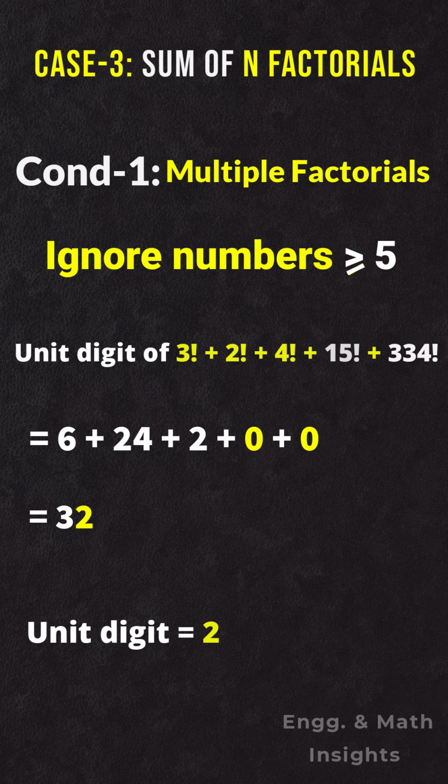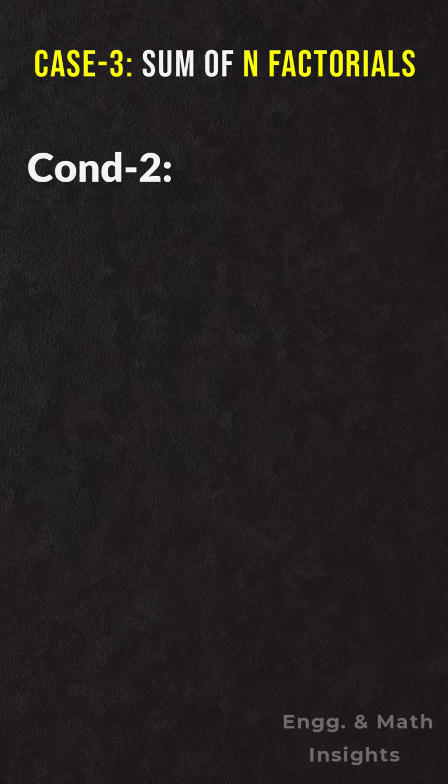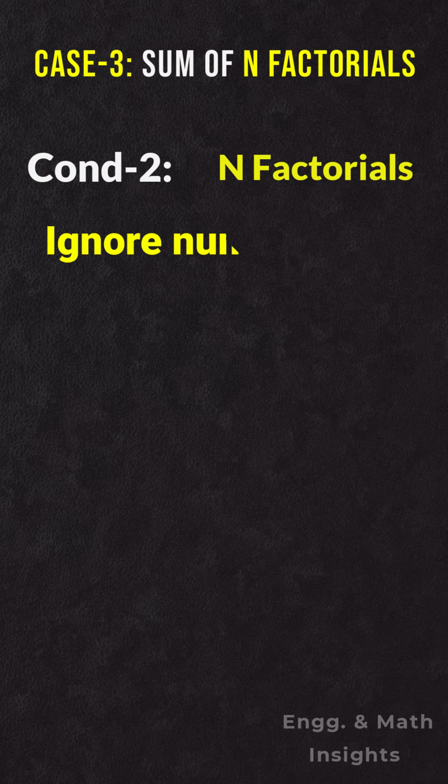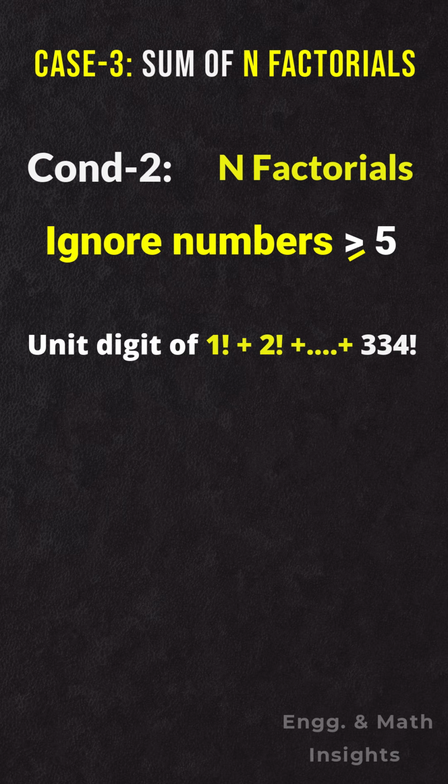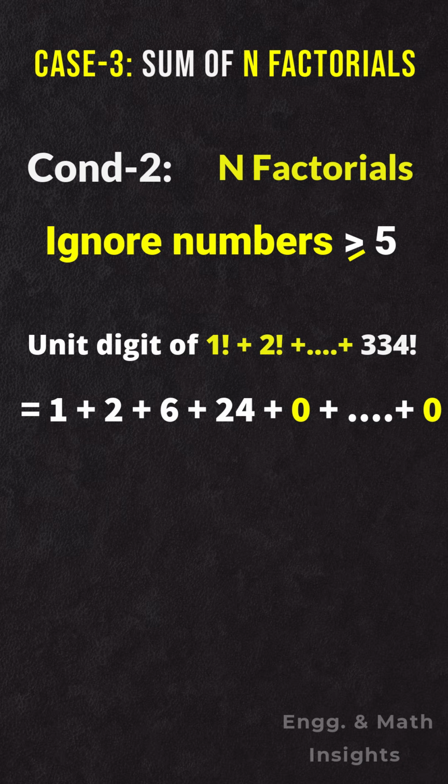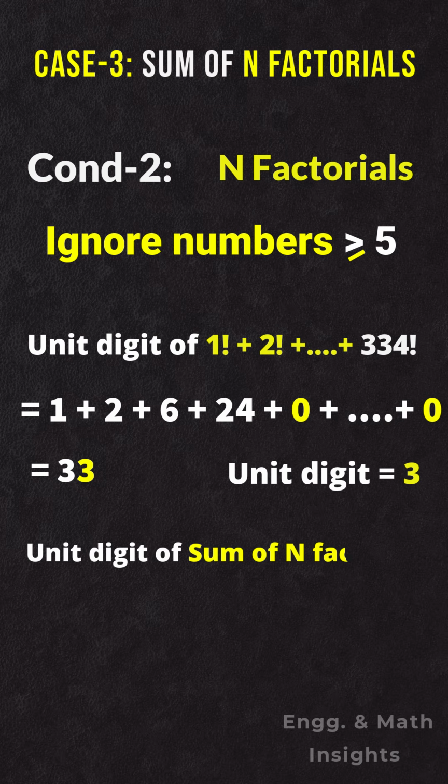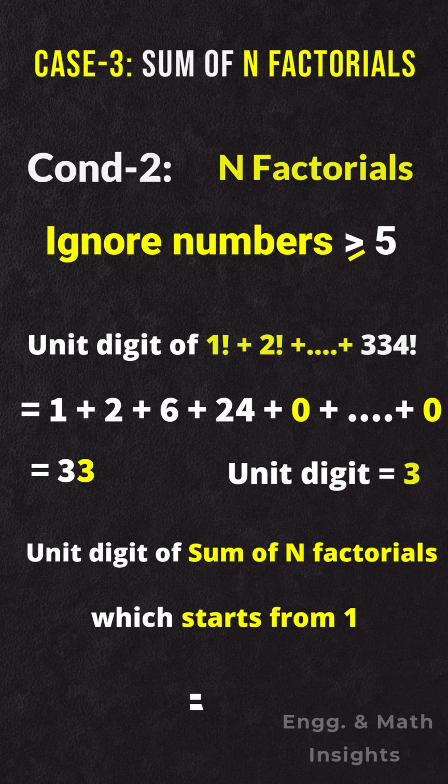For the second condition, if we need to find the sum of n factorials from 1 up to some number n, we will ignore everything after 4. For example, the unit digit of 1 factorial plus 2 factorial plus 3 factorial up to 334 factorial is same as the unit digit of 1 factorial plus 2 factorial plus 3 factorial plus 4 factorial, which is 33, which has the unit digit of 3. So whenever the sum starts from 1, the unit digit will always be 3.